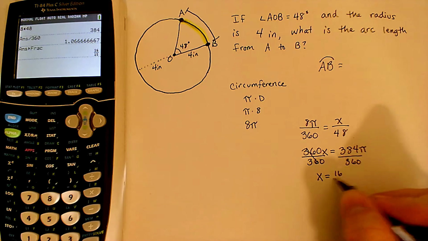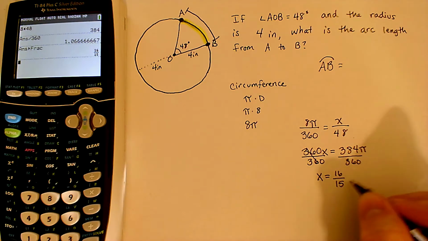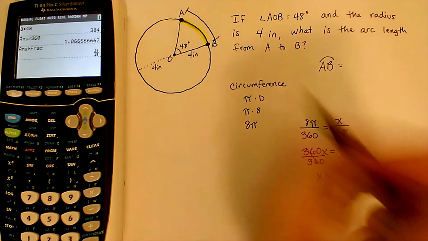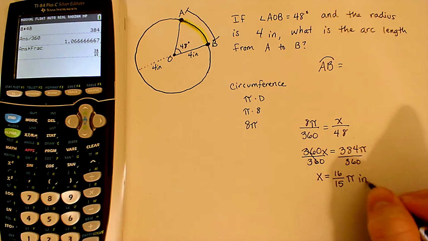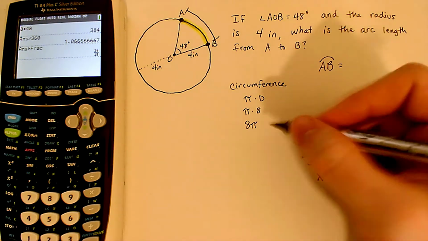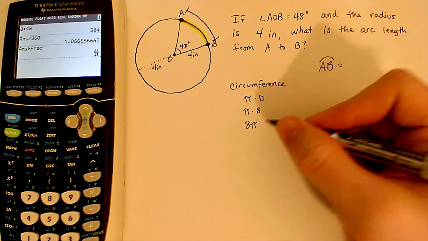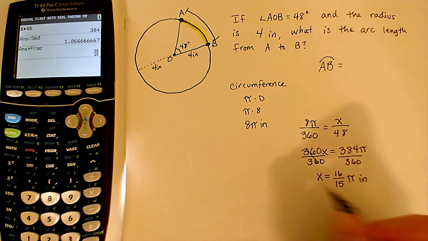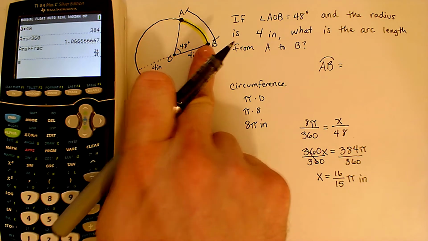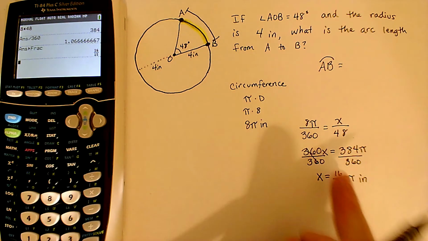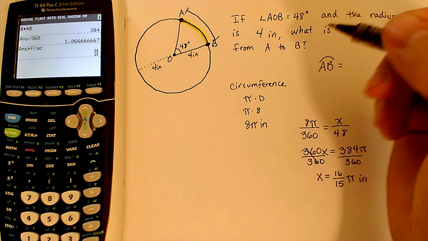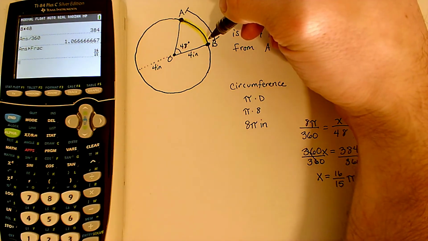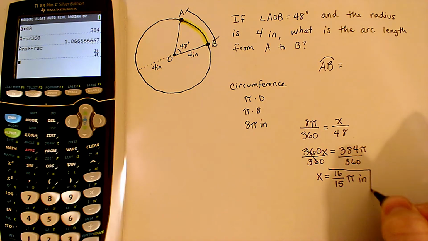I'm going to get 16 over 15 pi, and this whole problem has been in inches, so it's inches, and I'm not going to square it because I'm not finding the area. It's just inches. And once again, I should have done this on my circumference. My entire circumference is 8 pi inches. But the piece of the circumference that's from A to B is 16 over 15 pi inches. So that's just the distance from A to B. And that's how you find arc length of a sector.